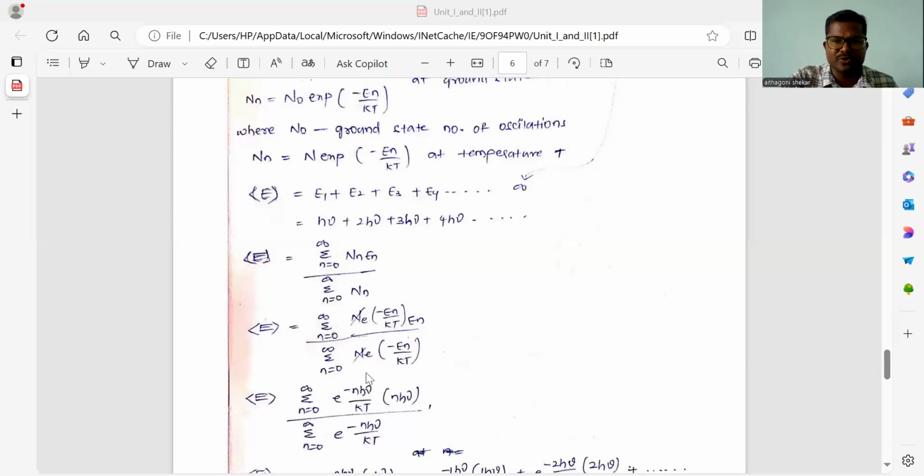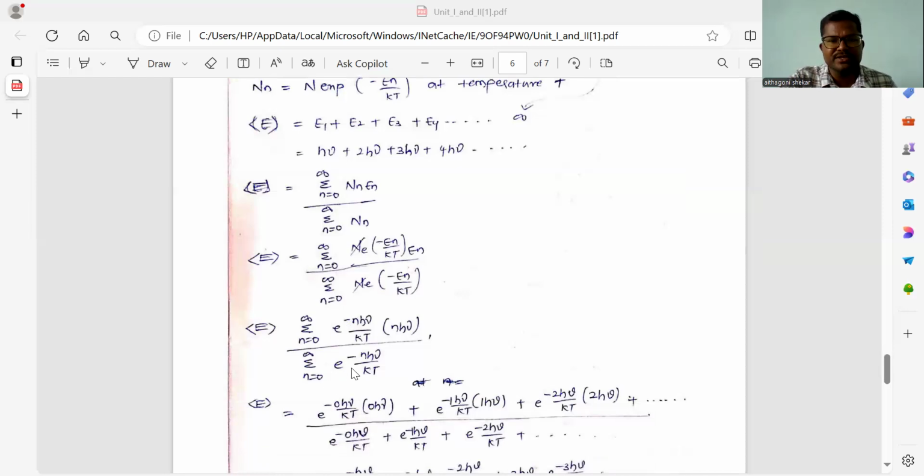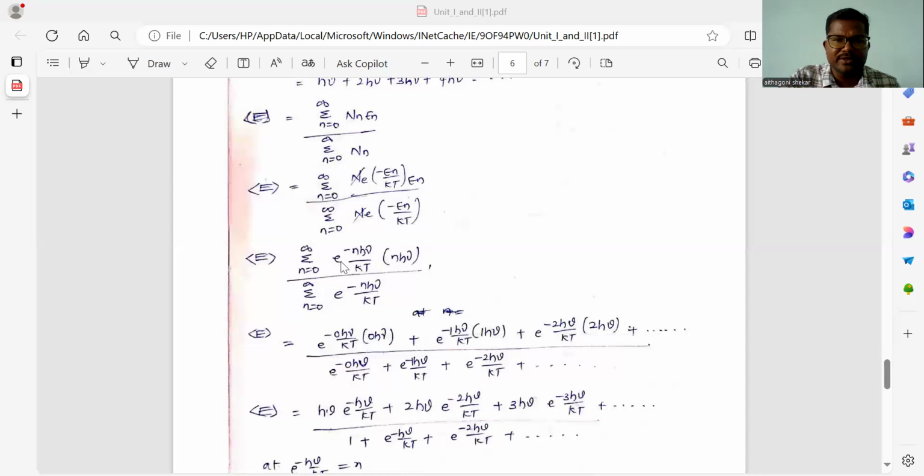Substituting the En value nhν, the average energy is divided by the summation over n from 0 to infinity of e raised to minus nhν by kT. Now expand the summation. Substitute n from 0 to infinity: the first term is n equal to 0, e raised to minus 0 hν by kT into 0 times hν, plus the terms for n equal to 1, n equal to 2, n equal to 3 up to infinity. The denominator is also expanded in the same way.